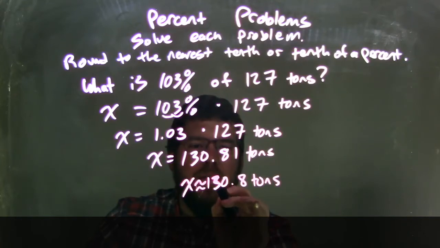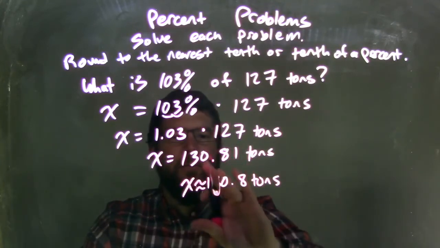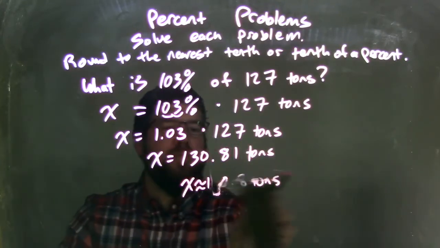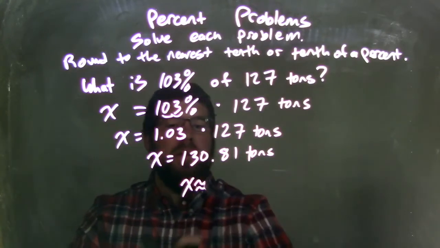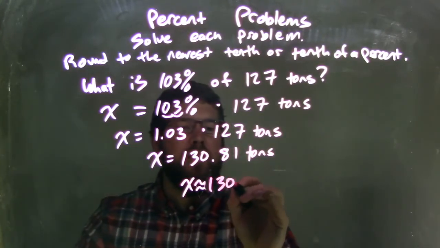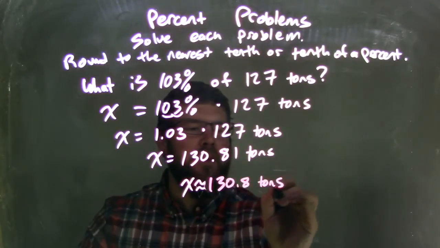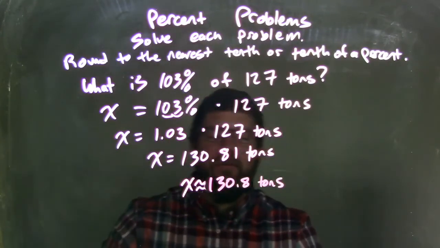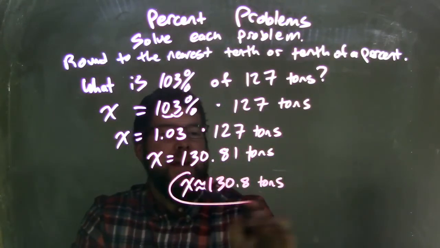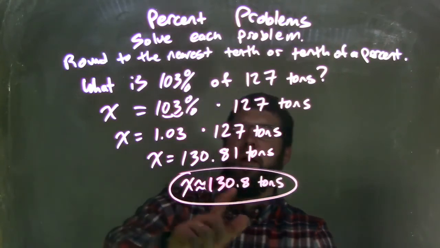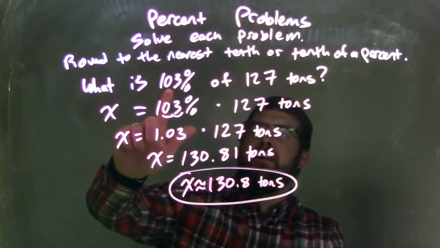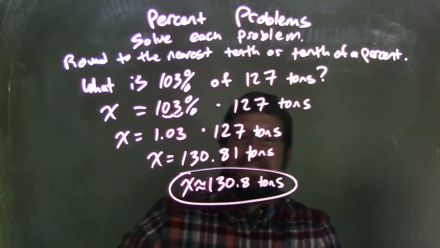Okay. So we have x is approximately equal to 130. I'm going to write it, oh my goodness, I'm making it worse. It's making this whole thing worse. Let's just rewrite that because it's annoying now. So we have 130.8 tons, and it's not much better, but it's okay. So x is approximately equal to 130.8 tons, and that answers our question. 130.8 tons is 103% of 127 tons.